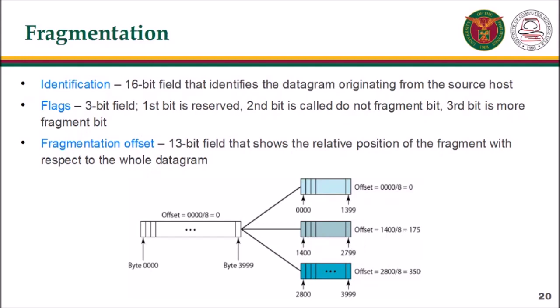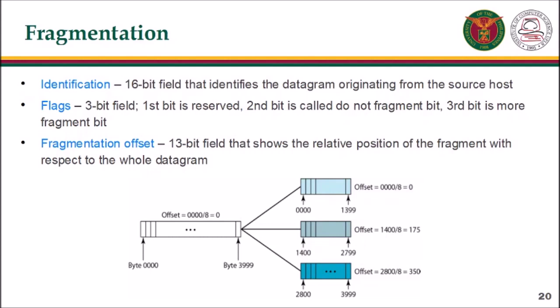The 3-bit flags field defines 3 flags. The leftmost bit is reserved. The second bit is called the do not fragment bit. If its value is 1, the machine must not fragment the datagram. If it cannot pass the datagram through any physical network, it discards the datagram and sends an ICMP error message to the source host. If its value is 0, the datagram can be fragmented if necessary.